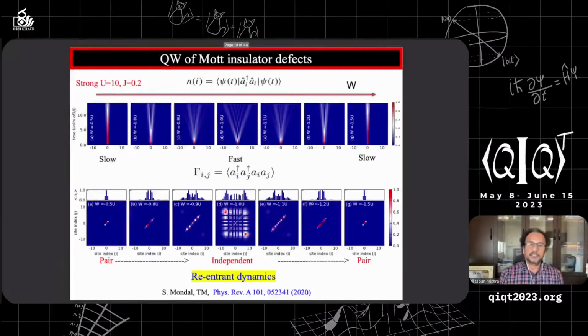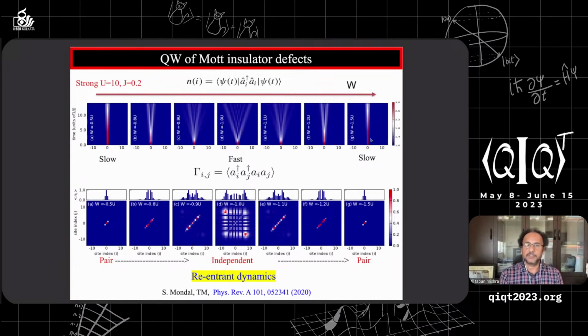So this can also be seen from this correlation matrix. Here you can see a clear signature of pair formation, then faster dynamics, then again localized dynamics. And this is a reentrant dynamics in the quantum walk of two bosonic defects on top of a uniform insulating background. And this reentrant dynamics occurs due to the resonance condition, because when W equals negative of U, they are equal in strength, so they cancel each other. The two on-site interactions cancel each other. Therefore the particles don't feel any interaction in the system, so they spread apart like free particles. But as the interaction increases, the bound state forms again.